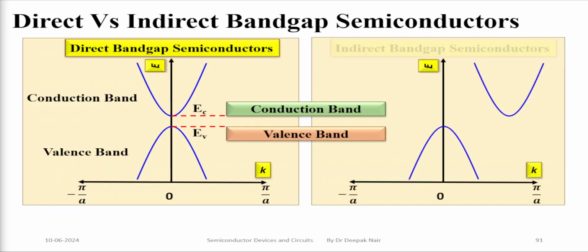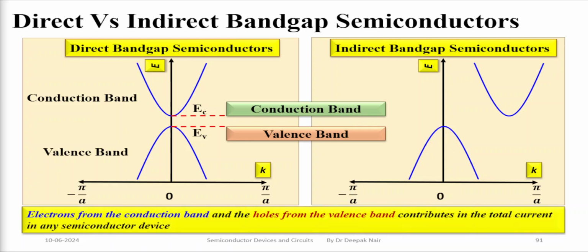So there are semiconductors in which the conduction band and valence band are not properly aligned. In that case, what happens? The electrons in the valence band, if they are energized, may go to the conduction band. But the electrons will not directly come back to the valence band when they are de-energized. We will see what that means in the upcoming slides.